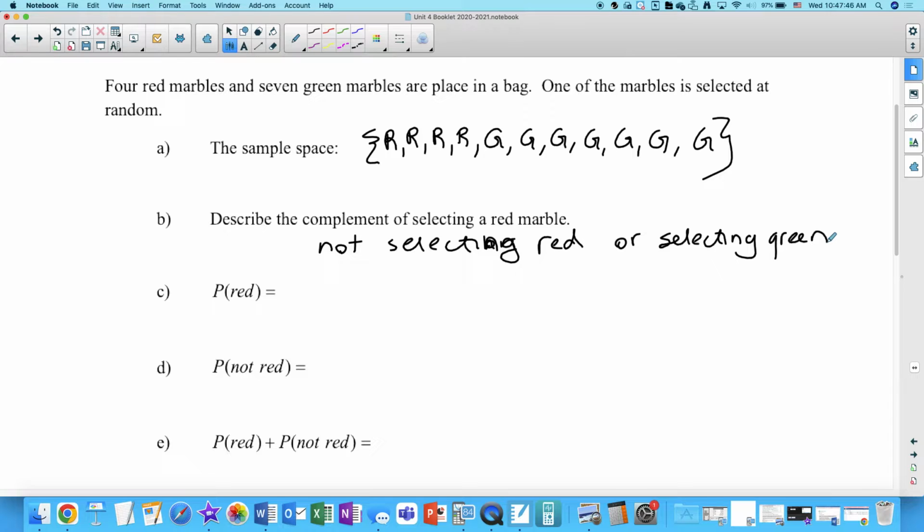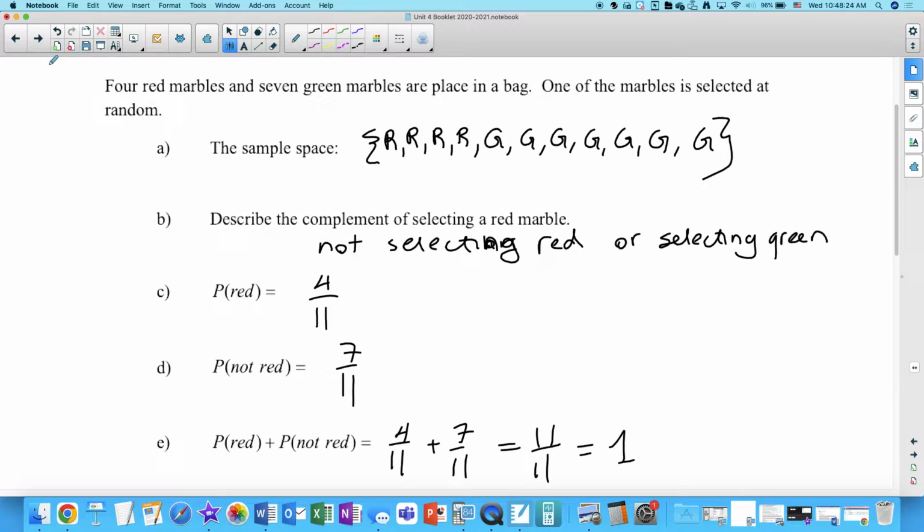Okay? What's the probability of red? 4 out of 11, yes. Probability of not red? 7 out of 11. Probability of red plus the probability of not red is 4 out of 11 plus 7 out of 11, which is 11 out of 11, which is 1, which confirms what we just mentioned a minute ago. Okay. So far, so good?